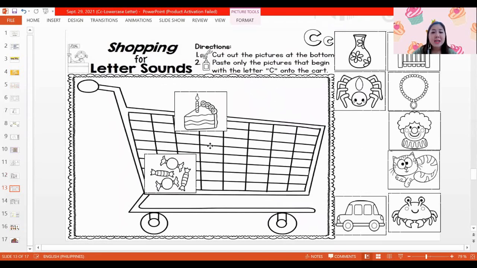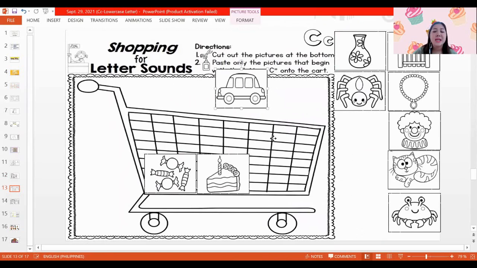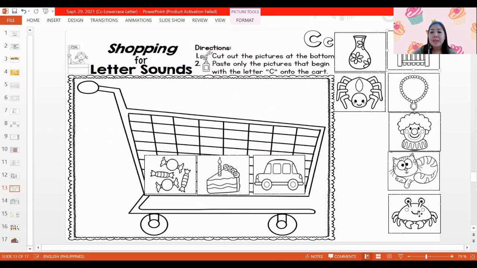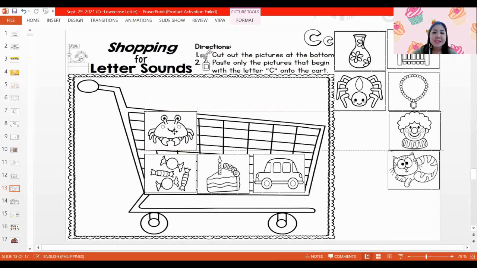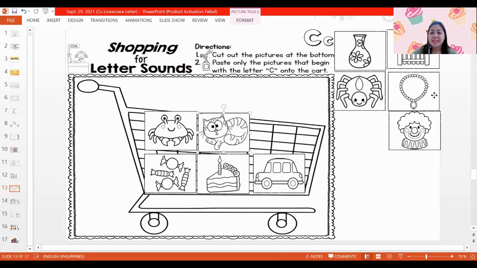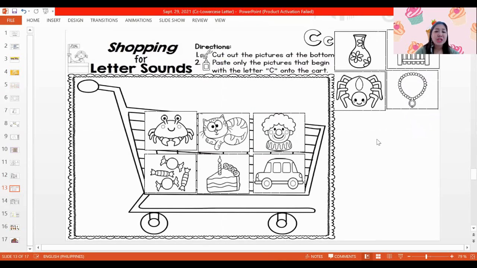C is for cake? Yes, inside it goes also. C is for car? Yes. C is for gate? No. C is for crab? Yes, it goes inside. C is for cat? Another yes. C is for necklace? No. C is for clown? Yes. So the pictures that begin with the letter C are crab, cat, clown, candy, cake, and car.